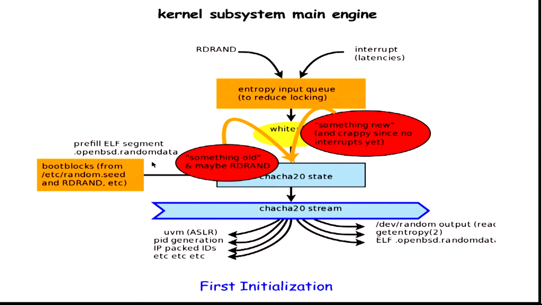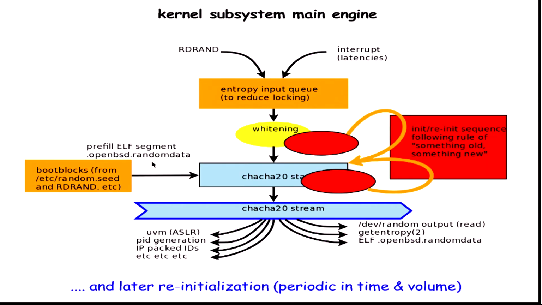And at that point, we run a new stream. And it's the same with reinitialization at some later point. It's a mix of the whitened data coming out of this entropy queue. We mix that, in the same way, with an old cha-cha state. And we follow a principle which Matthew and I have been calling something old, something new. So you never only rely on new entropy.